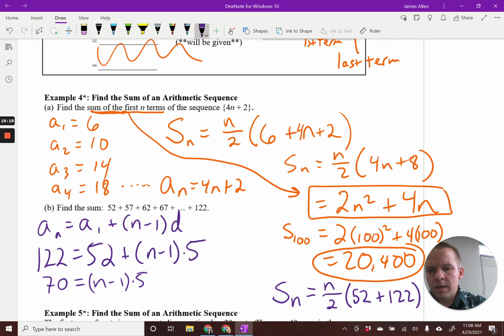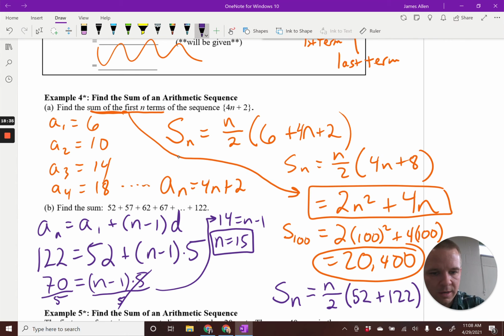Cool. Then if I did 70 divided by 5, rather than distributing it, because I know 70 is divisible by 5, I'd get 14 equals n minus 1. Add 1, I get n is equal to 15. So there are 15 terms here.